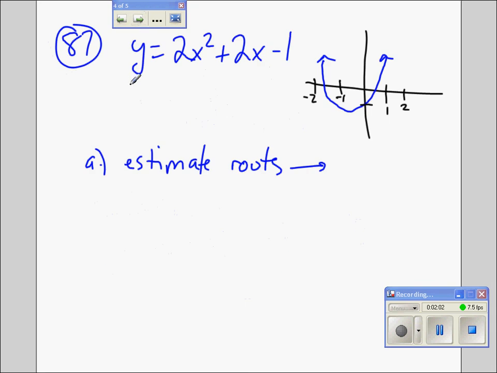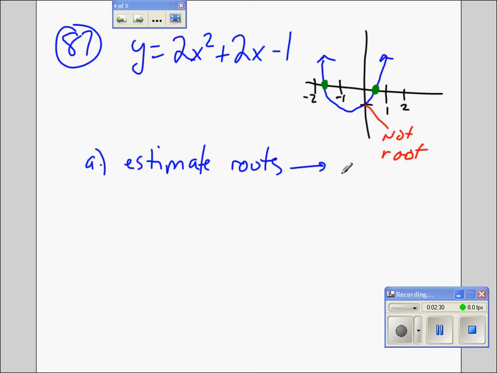The next one I picked out to do was 87. The first thing you're asked to do is to look at the graph and estimate where the roots are. The one thing that could deceive you is that it crosses here at 1. This is not a root. Remember, the roots are the places where the graph hits the x-axis. The roots would be here, where I'm drawing in green, and here.